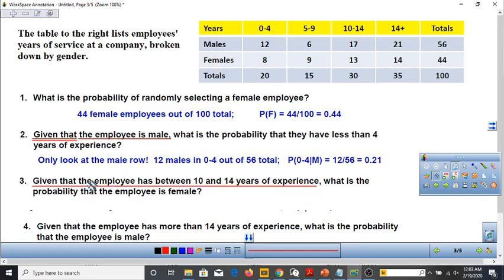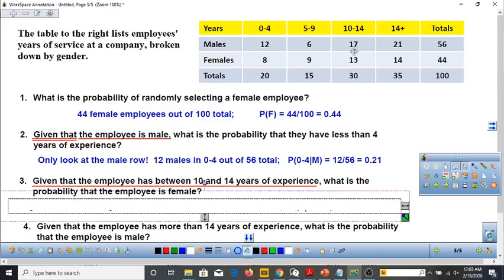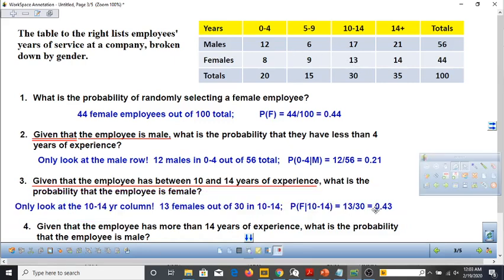So the given that in this case is given that the employee has between 10 and 14 years of experience inclusive. That means we're only looking at this column, which has 30 in all. What is the probability that the employee is female? Out of only this column, we ignore everything else but this column, which has 30 in all. What is the probability that someone is female? We look at the 30 and look how many are female. So we only look at the column of 10 to 14, and we have 30. That's the denominator, and then the numerator is a 13 that's taken out of that 30. And so we have 13 out of 30.